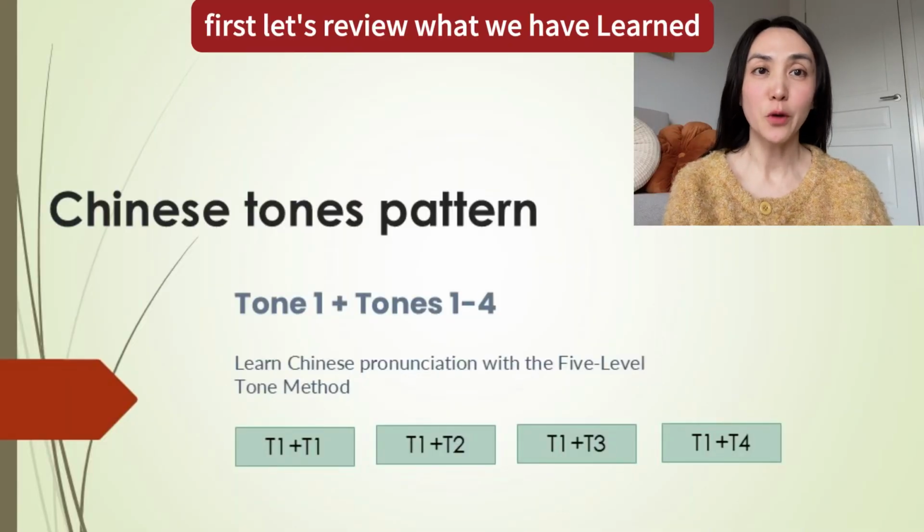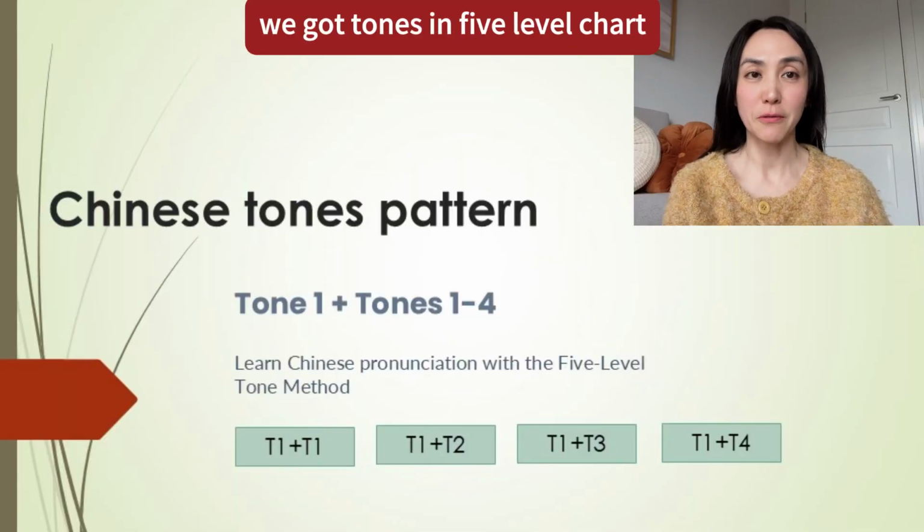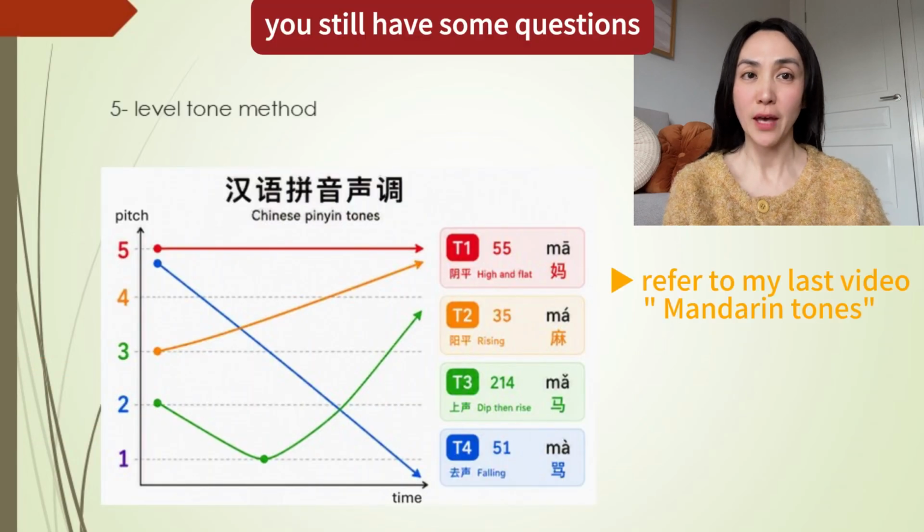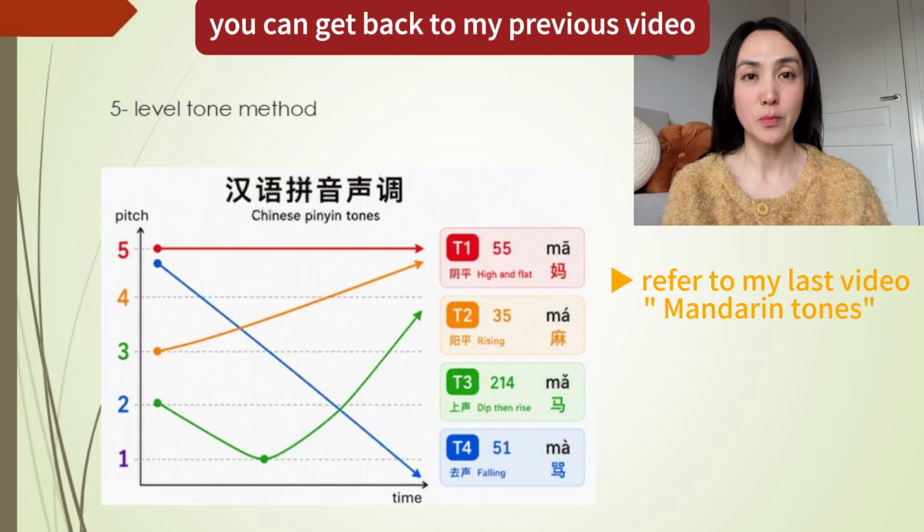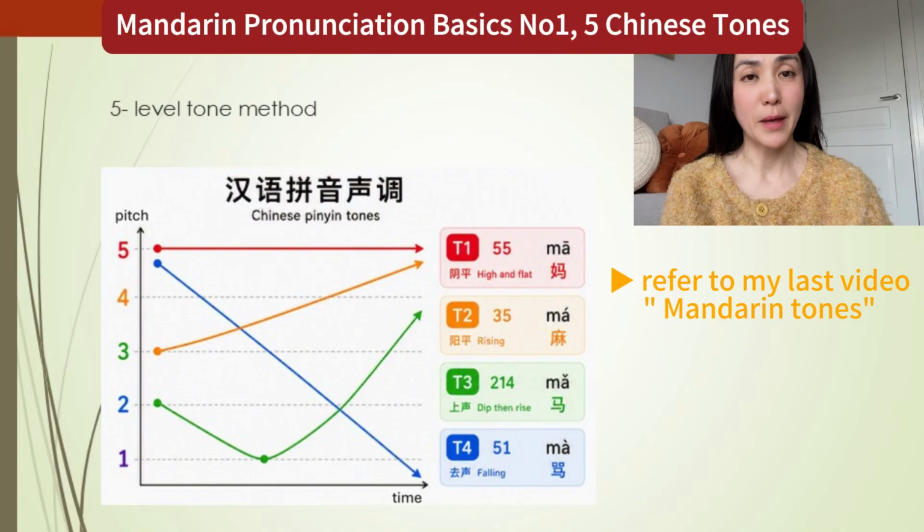First, let's review what we have learned. We got tones in 5-level chart. If you still have some questions, you can go back to my previous video, Mandarin Pronunciation Basics number 1, 5 Chinese tones.